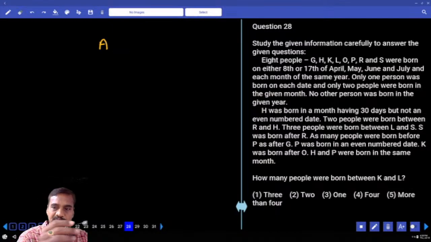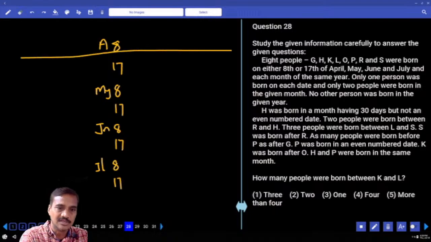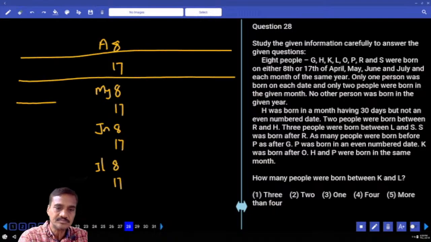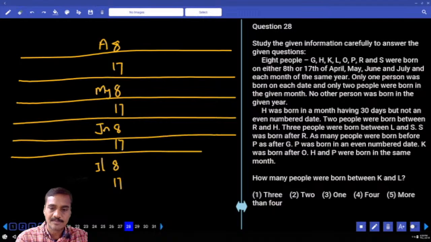Then in this one, April. What are the dates we have? 8 and 17. Next one, May: May 8, May 17. Next one, June: June 8, June 17. April, May, June, and July. Now July 8 and July 17. Now altogether how many? 8 and 8. Altogether we have 8 possibilities.